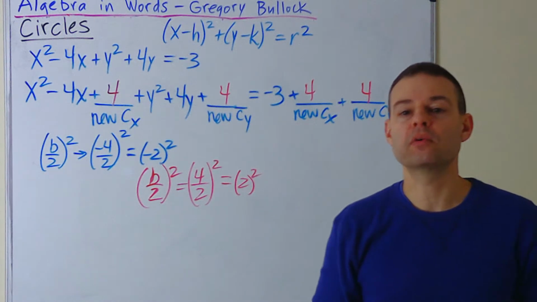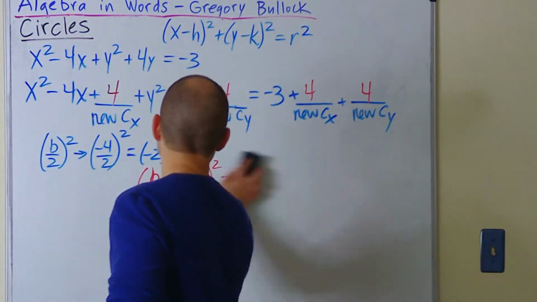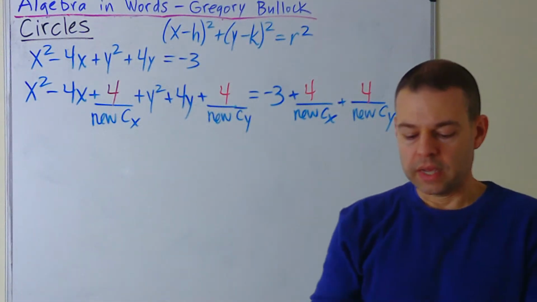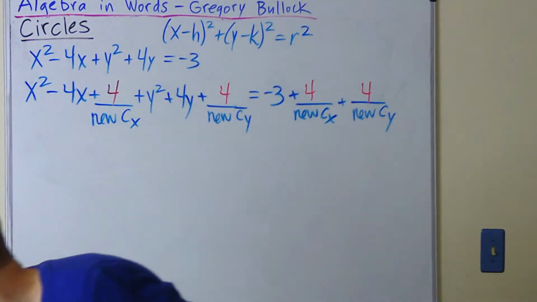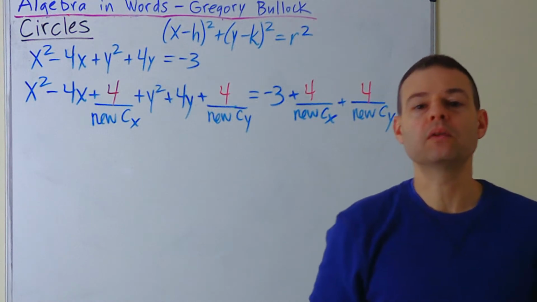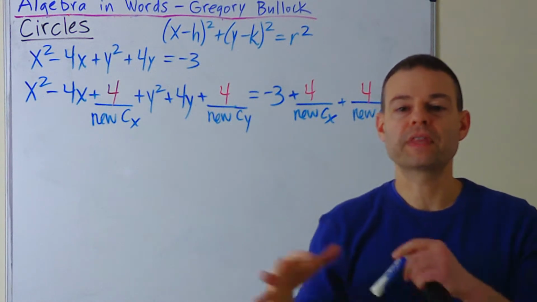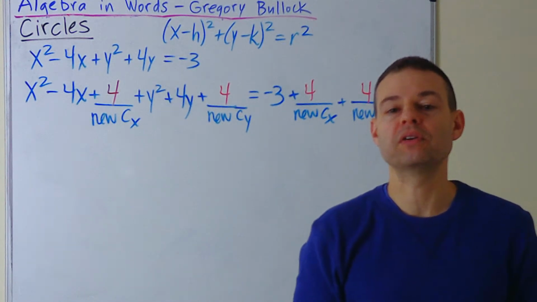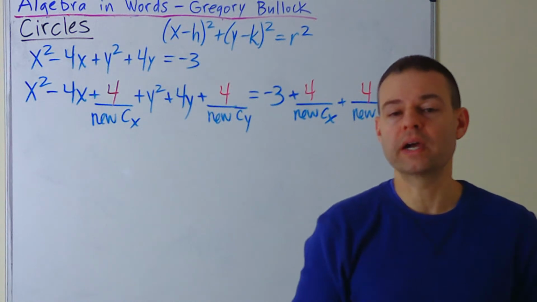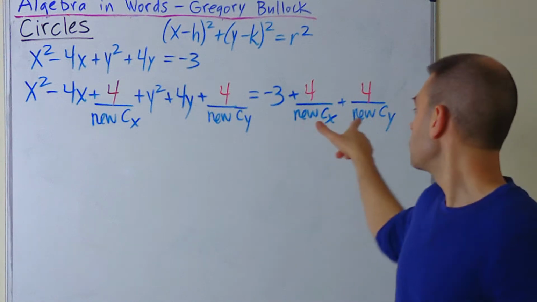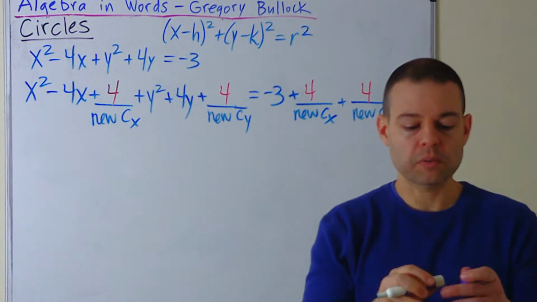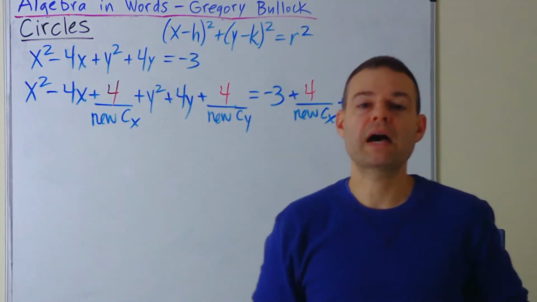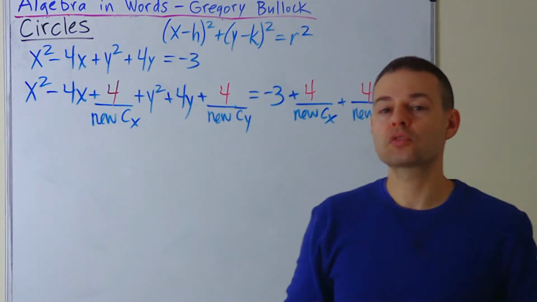Okay, so let me erase some of the work so we can continue. If you notice, what we just created was a perfect square trinomial for the x's and a perfect square trinomial for the y's. Now we're going to factor those perfect square trinomials each into binomials squared, and on the right we're going to just add the numbers. So let's start with the x's. Focusing just on these, we can now factor that into the binomial squared, x minus 2 squared.